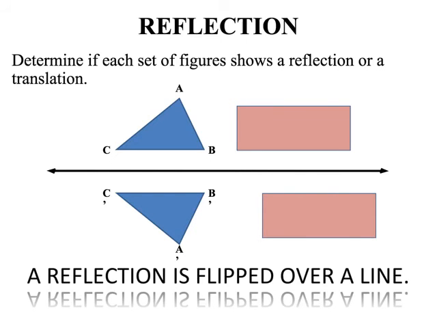All right, I have a couple of questions for you. First question, number 1. Determine if each set of figures shows a reflection or a translation. So 1A, these triangles, is that a reflection or a translation? Translation. And then B, are these rectangles a reflection or a translation?